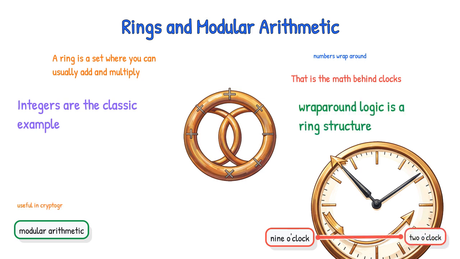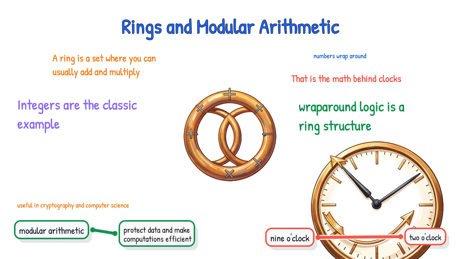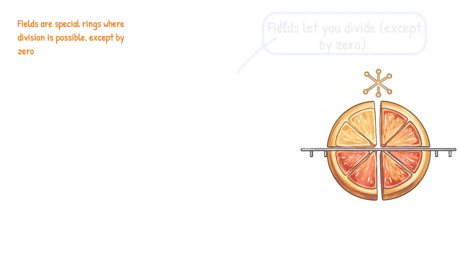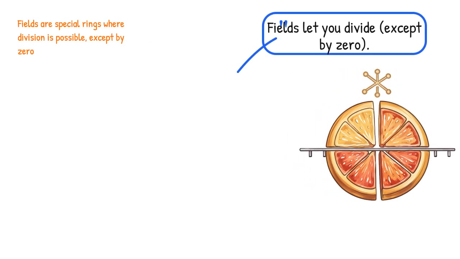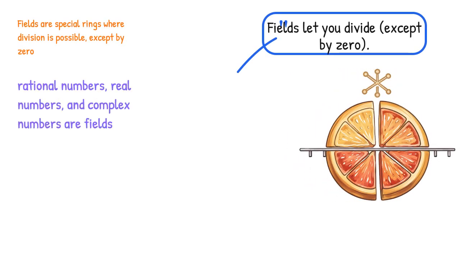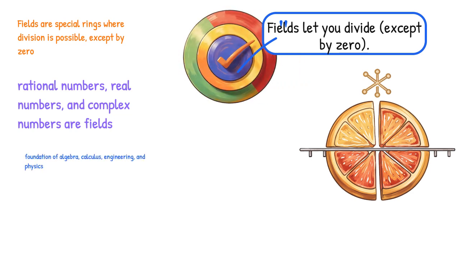This is extremely useful in cryptography and computer science, where modular arithmetic helps protect data and make computations efficient. Fields are special rings where division is possible except by 0. So rational numbers, real numbers, and complex numbers are fields. Why do fields matter? Because they are the foundation of algebra, calculus, engineering, and physics. If you want to solve equations cleanly, fields give you the right environment.